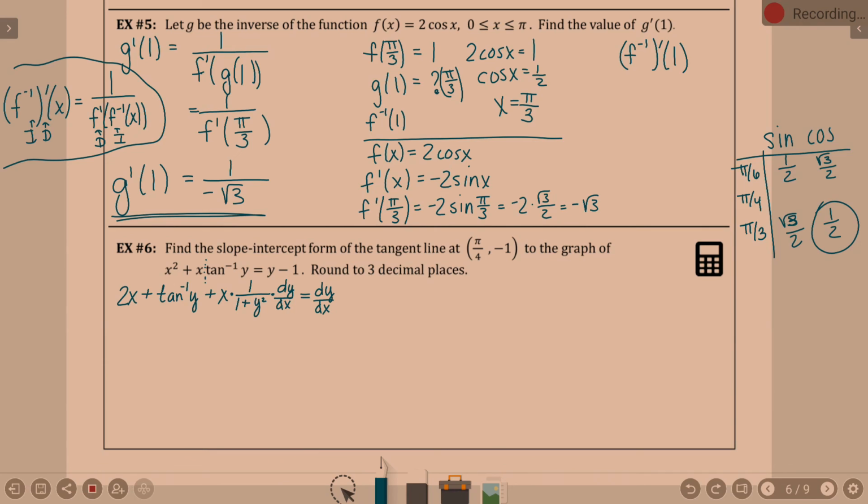Okay? This is taking us back to like lesson 3-4, I think. Implicit differentiation. We have dy dx's. We want them on the same side. So I'm going to keep my 2x and keep my tangent inverse y. On the right, I already have dy dx. And then I'm going to subtract. Can I put this together as one fraction? Yes. We're going to subtract x over 1 plus y squared dy dx.